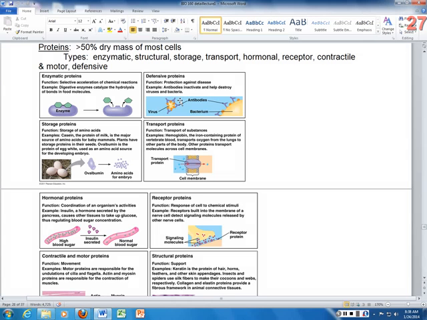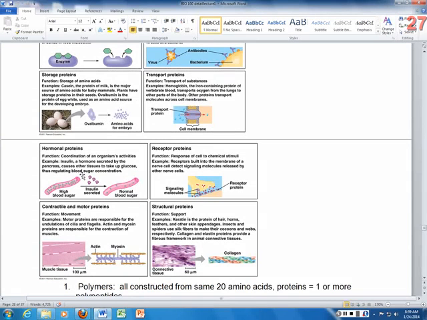Your antibodies that are going to attach to invaders that come in are proteins. You have storage proteins that can store amino acids. So an example would be the ovalbumin. When you look at eggs, you've got the egg yolk, and then you've got the egg white that's going to have a lot of that ovalbumin in there. The purpose of the egg white is to feed that egg yolk when it turns into a baby chicken.